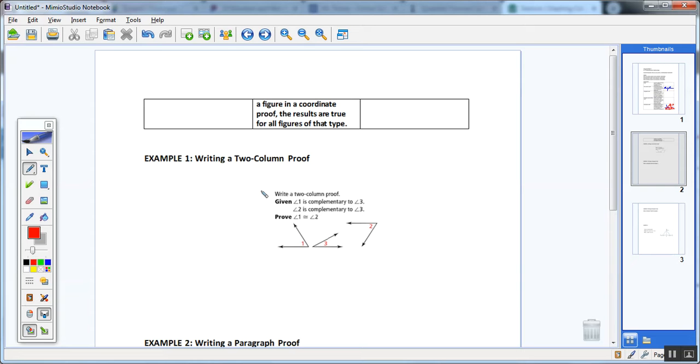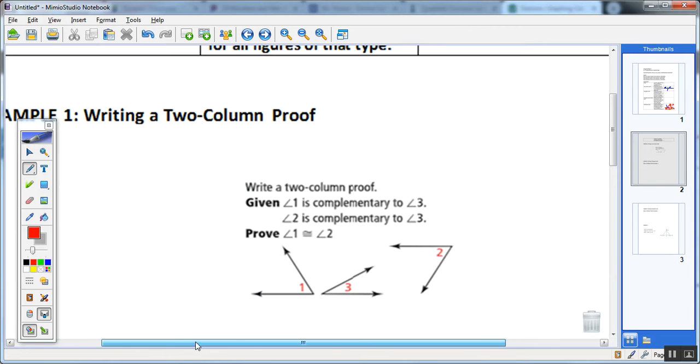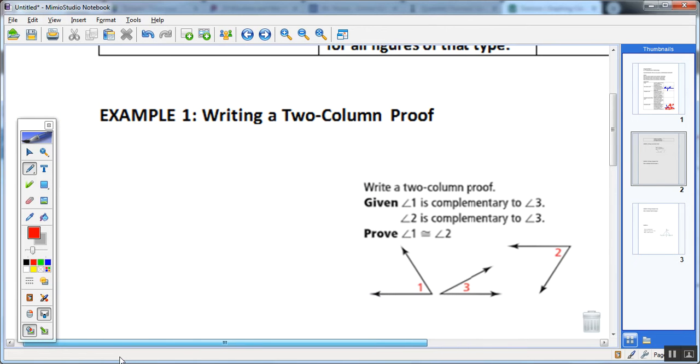Guys, this is just the end of what a coordinate proof is. We kind of talked about what it is and what it means here, so I think we're in pretty good shape there, all right? Okay, let's get rolling here. I'm going to blow this up a little bit and make some room. So let me zoom in quick. We are going to write a 2-column proof right here, kids, for the following, okay?